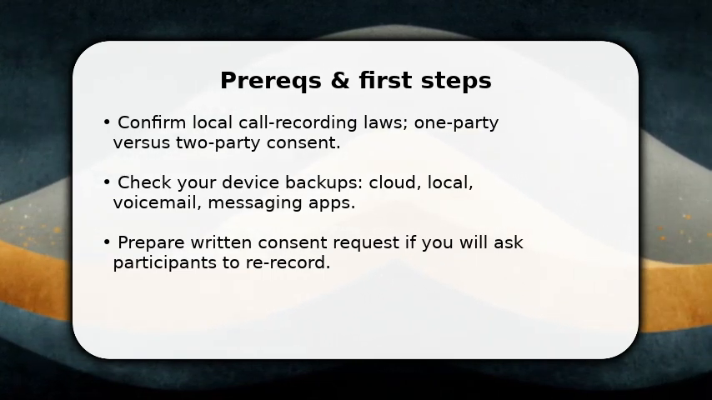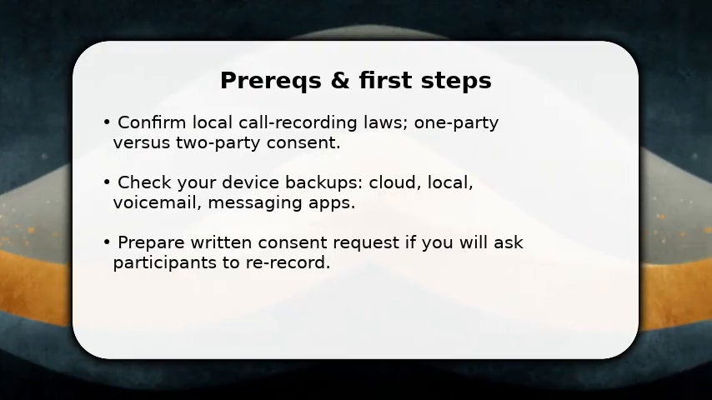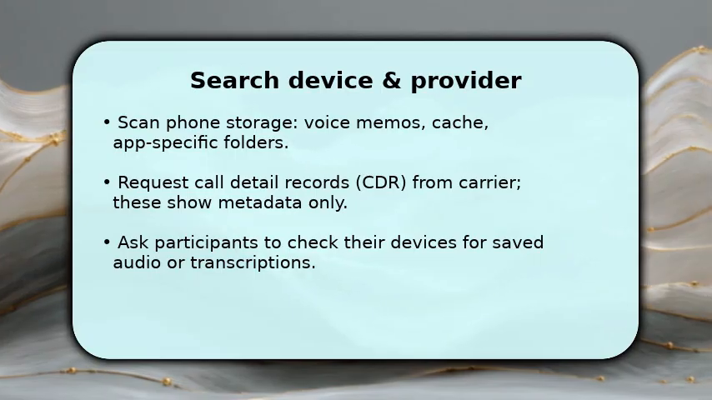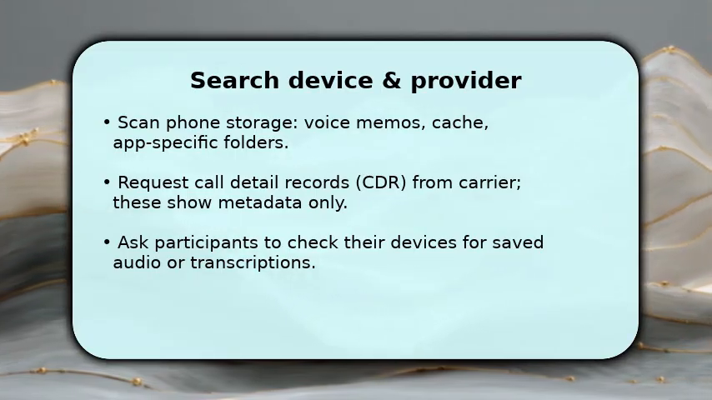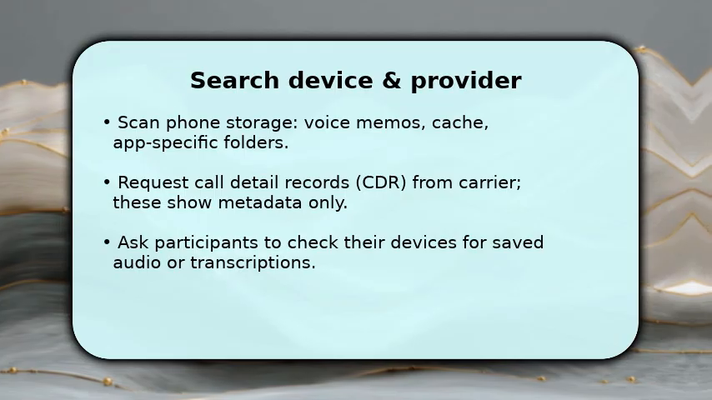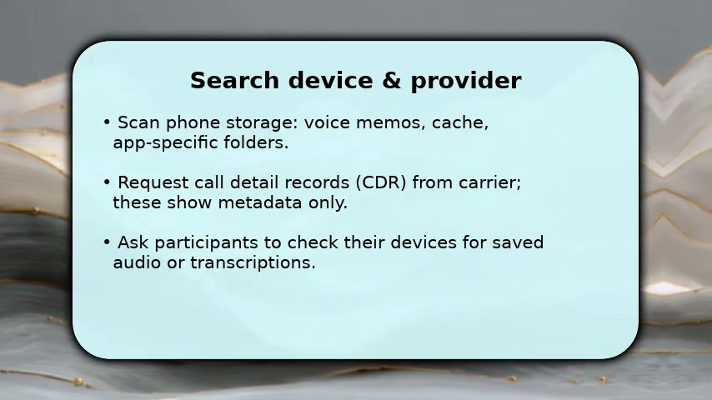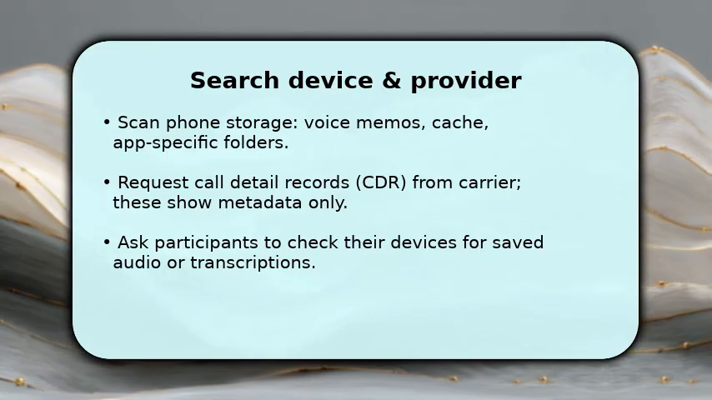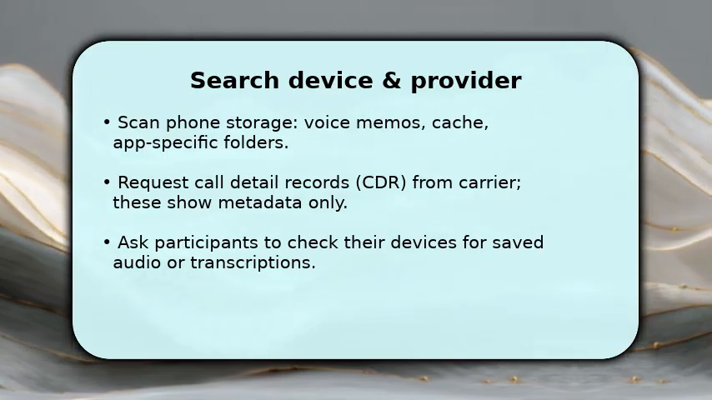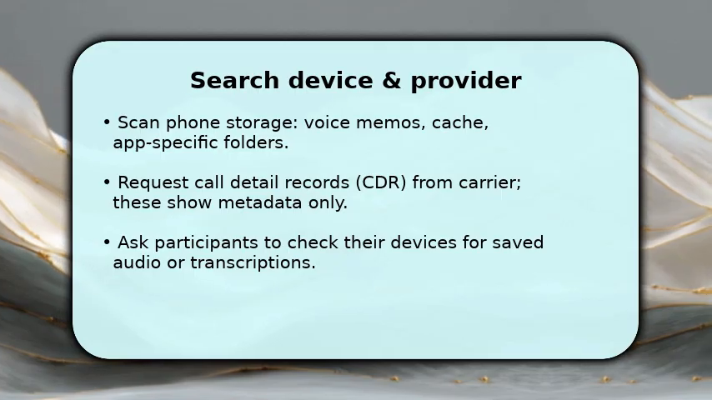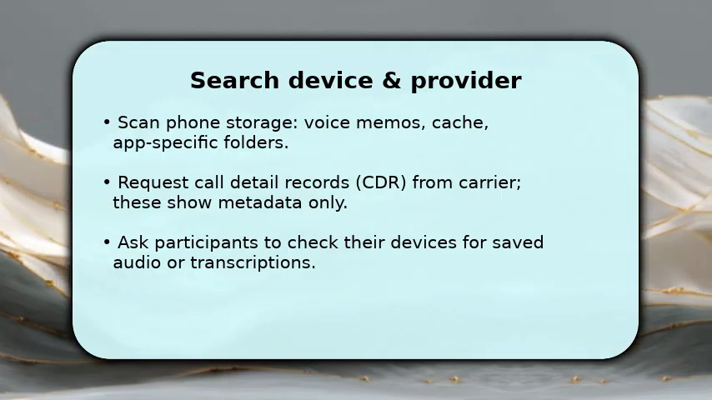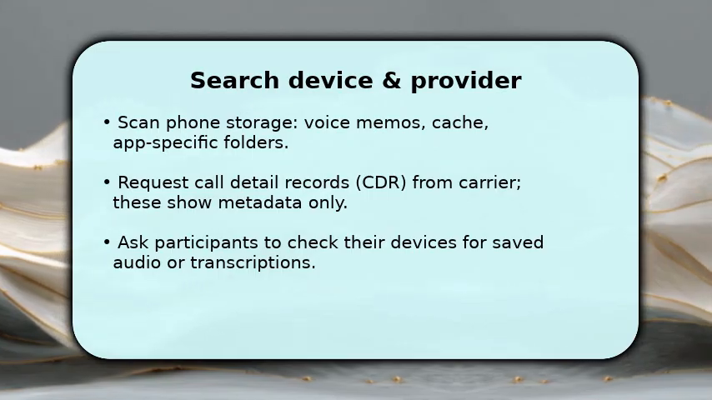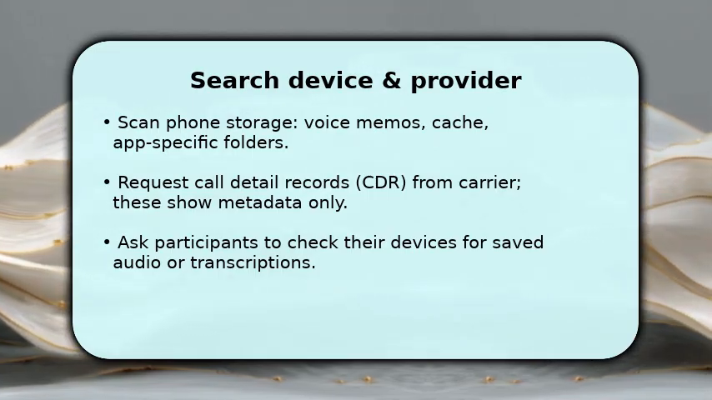You should methodically search all possible local stores, voice memos, app caches, and messaging attachments. Use file managers and date filters to speed that up. Once you've done that, contact the carrier to request call detail records. Those provide call times and durations but not audio, and they may help verify timelines. Also, make sure to ask other participants to check their devices for saved audio or automatic transcriptions. If evidence exists, duplicate files immediately to avoid accidental loss.